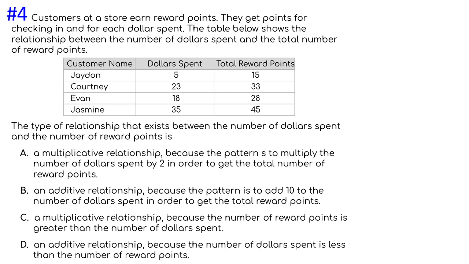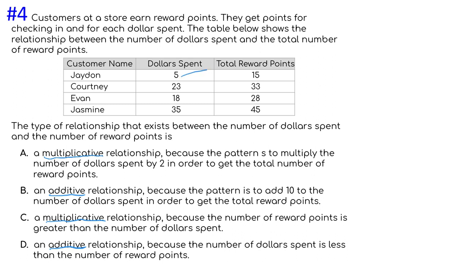The type of relationship that exists between the number of dollars spent and the number of reward points is... and we can see in our answer choices we're looking for, is it multiplicative or additive to start off with? And so we've got to figure out the relationship here. Remember, we go from one category to the other.